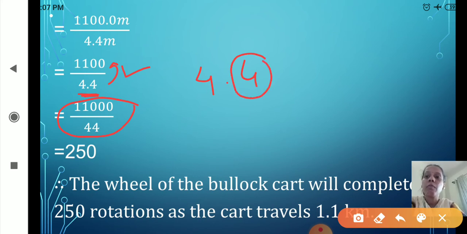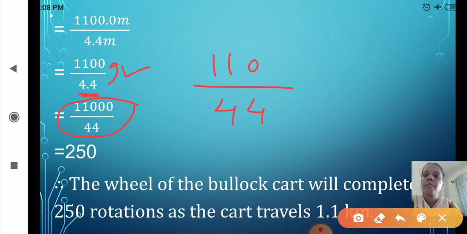Okay, so once we remove this decimal point, we will write down 10 in the numerator. So 1100 becomes 11,000, and 11,000 divided by 44. As we removed the decimal point, it becomes 44 now. So 11,000 divided by 44. Now we will do this division.